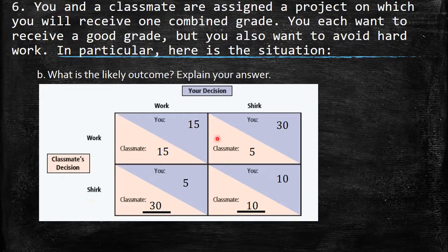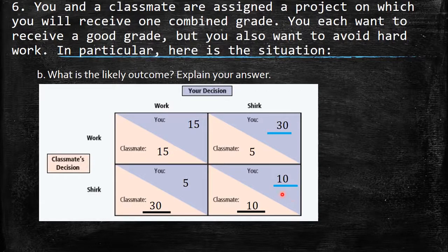Then let's try to analyze the scenario of your decision. Imagine that the other one, the classmate's decision, is work. Then what do I prefer? At that time, do I prefer work or shirk? I would say shirk should be better. And then if the other one shirks, what should be better? Work or shirk, 5 instead of 10? Well, I would say 10 instead of 5.